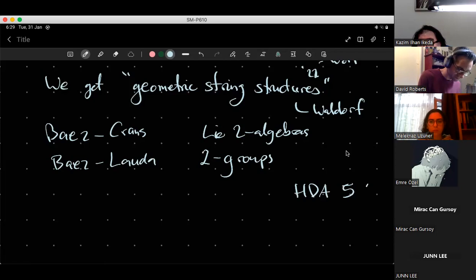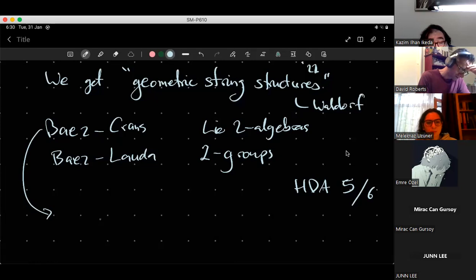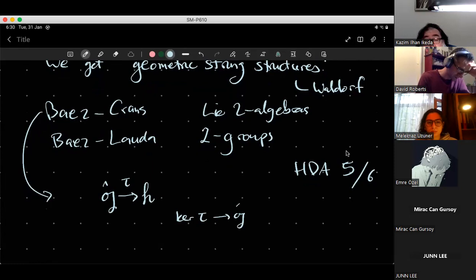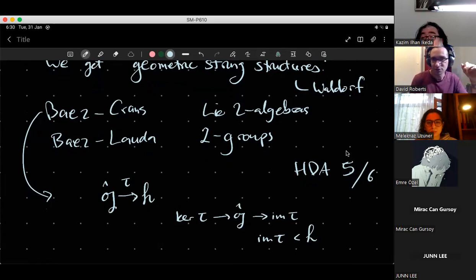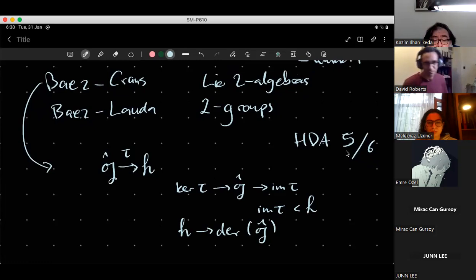For Lie two algebras, you get a concept called a crossed module of Lie algebras. I'm just going to switch letters because I don't know how to write a fraktur L properly. So maybe like g hat going to h, a map of Lie algebras such that, if this is tau, then ker tau going to g hat going to im tau is a central extension of Lie algebras. You have im tau is an ideal inside h, and there's an action by derivations on g hat, and there are some conditions.